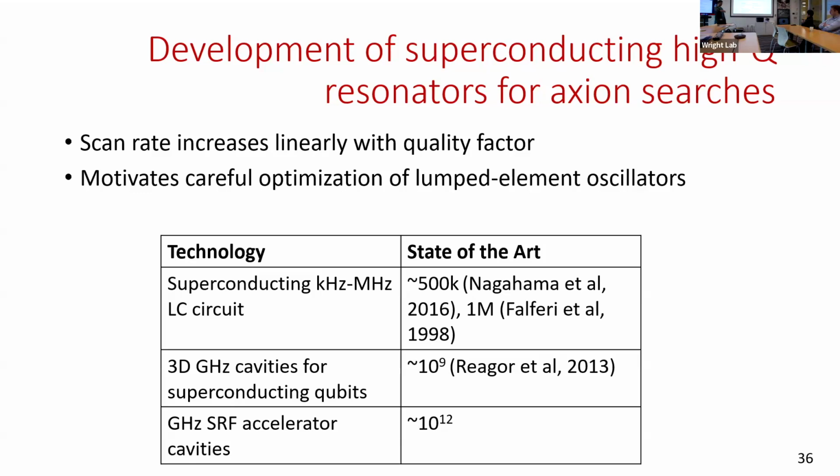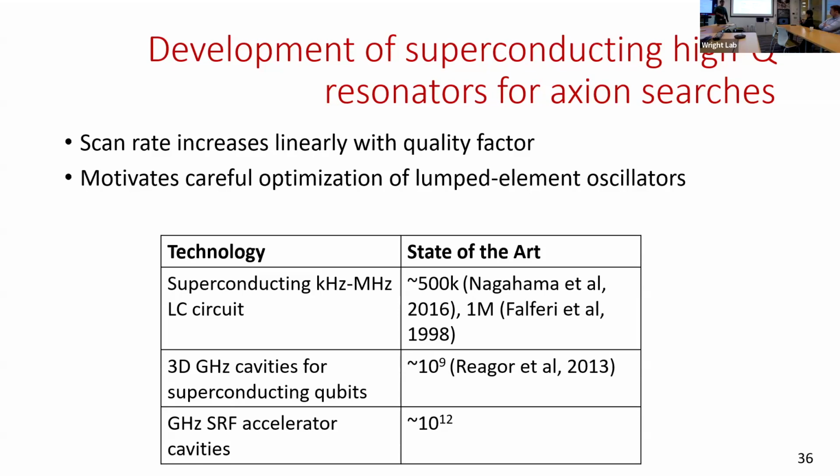Historically, you have these superconducting radio frequency accelerator cavities that, through a very long, decades-long optimization, now achieve Qs of 10 to the 12. And a lot of the lessons have also been translated down to lower occupation number. There are some results here from Yale, that with 3D cavities for superconducting qubits, they get Qs of 1 billion. So by very careful materials optimization, really paying attention to the fundamental loss mechanisms, they've gotten very, very high Qs.